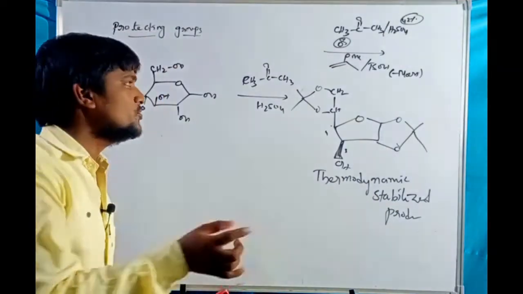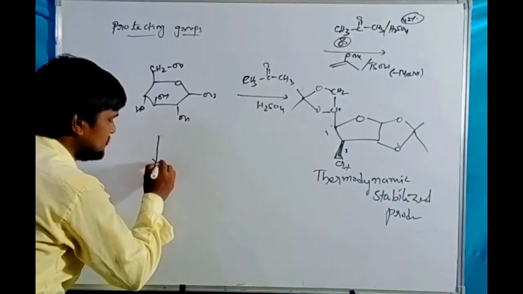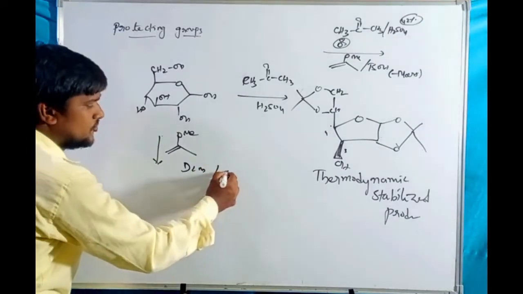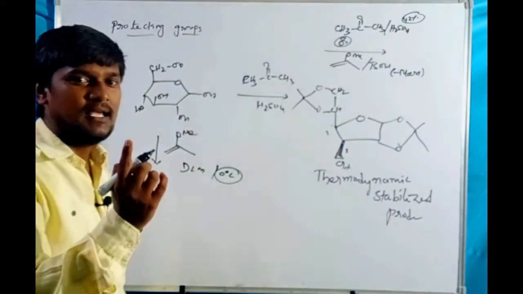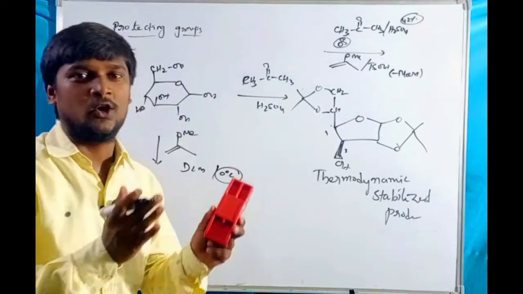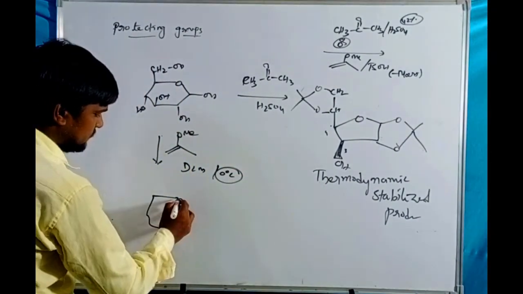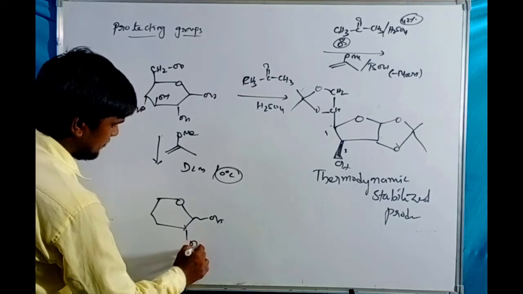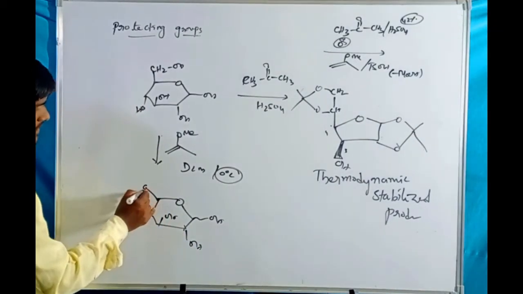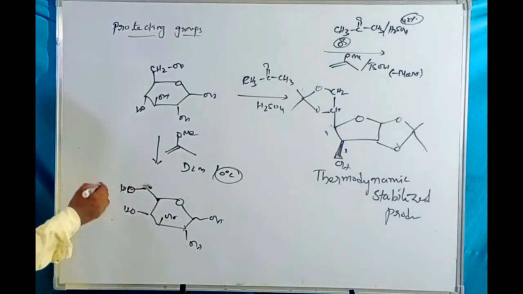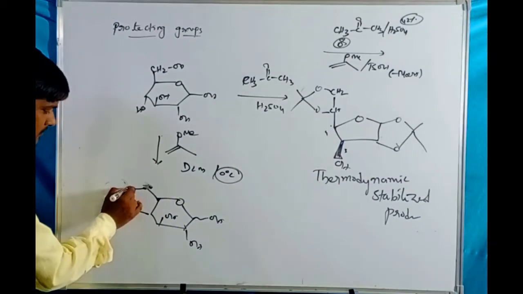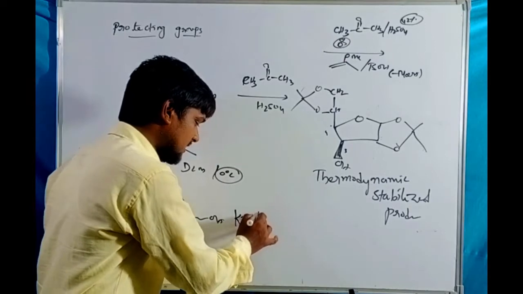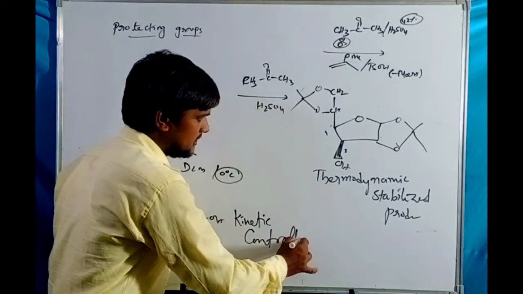Now, for the same example, we use 2-methoxypropene in the presence of DCM and tosyl acid at 0 degrees centigrade. So here it undergoes 1,3 diol protection instead of 1,2 diol protection. Here is the cyclic compound: OH, OH, and the OH above the plane. This OH and the CH2OH, these two are protected with the help of acetone. Here it forms the acetals at this temperature. Here it is the kinetically controlled product.